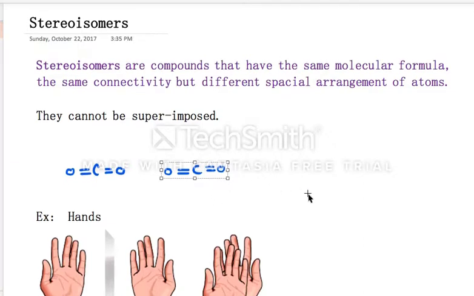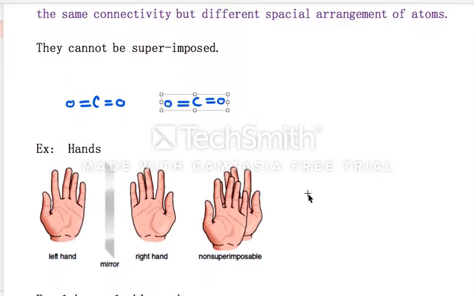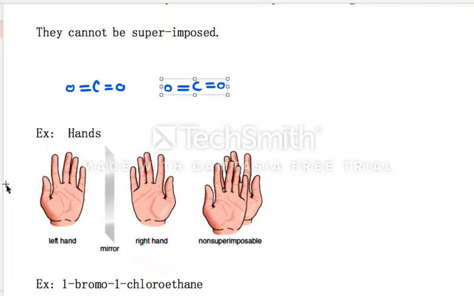Okay? Let's take a look at hands. Take out your right and left hand in front of you. If you take a look at them, you see that the right hand is the mirror image of the left hand. Now, try to put the hands one on top of the other. Can you put them in a way where they are identical? Even if you flip the right hand to be on your left hand, they're not arranged the same. One is flipped up and one's flipped down.